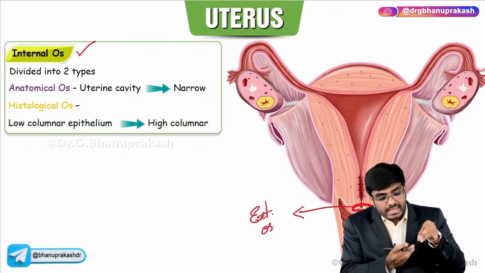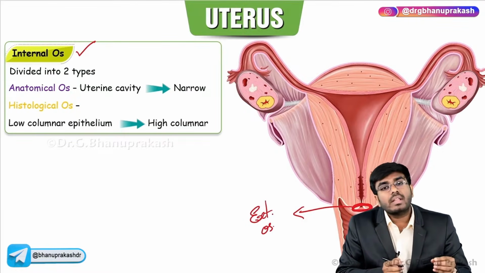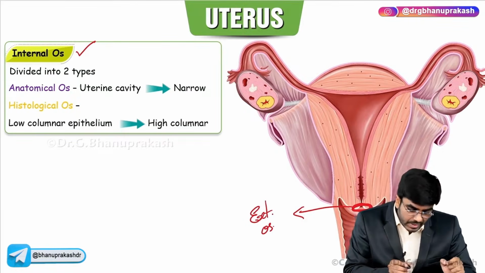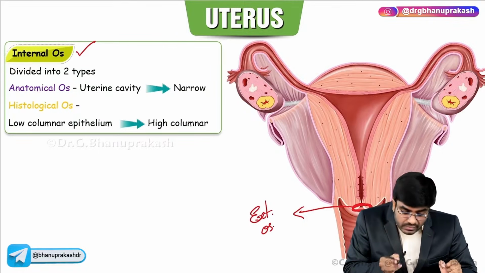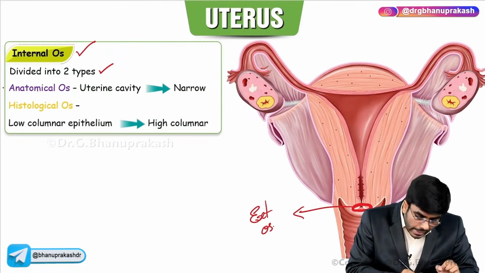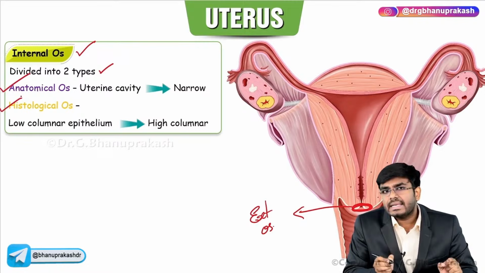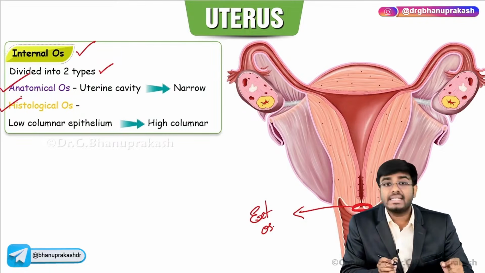Okay, the place where the cervix is opening into the vagina. But what is the internal os and what are the important points? Guys, see, the internal os was further divided into 2 types. What are they? Anatomical os and histological os. What exactly is this anatomical os and what exactly is this histological os?